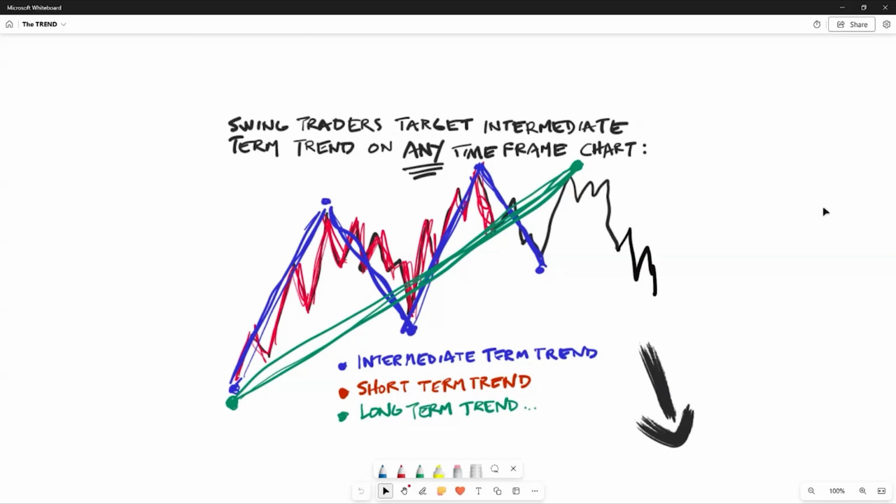So going back to rule number one, sellers create the supply, buyers create the demand, right? So if the demand goes up, the price goes up. If the supply goes up, price goes down, right? That means the demand is going down. And that can be applied to any of the time frames.